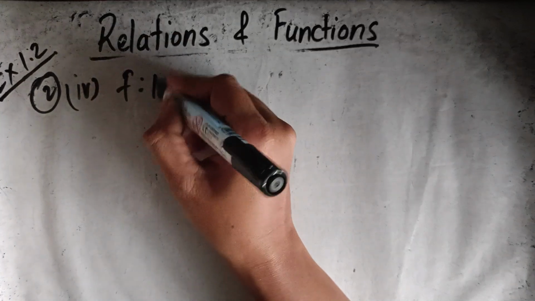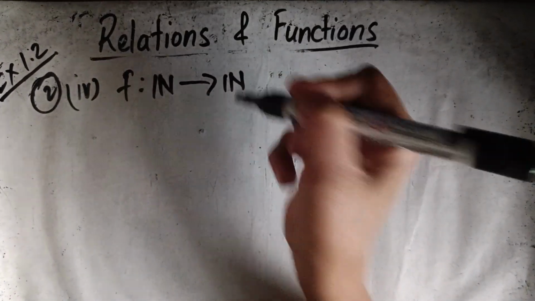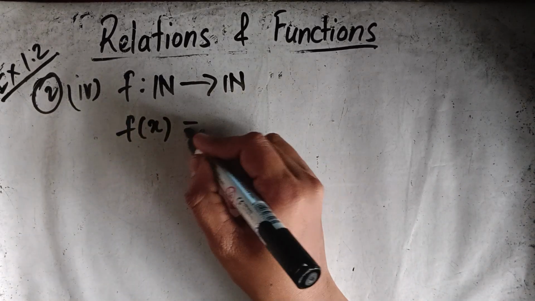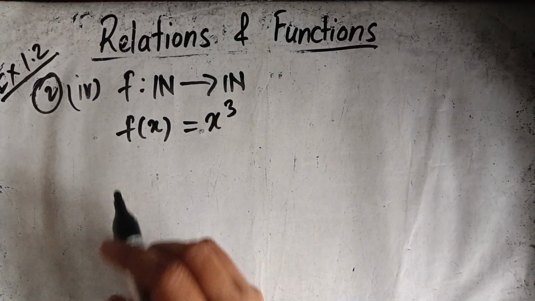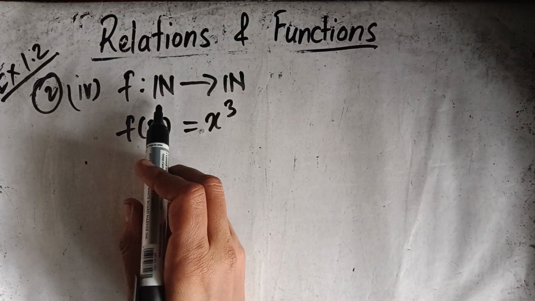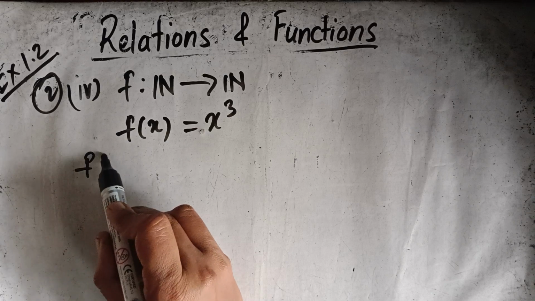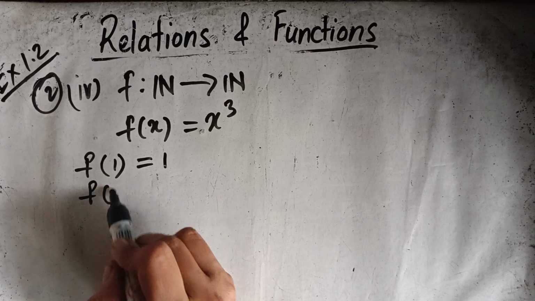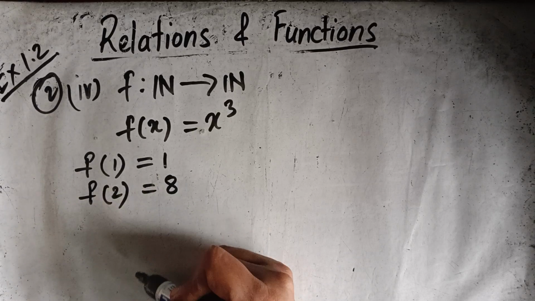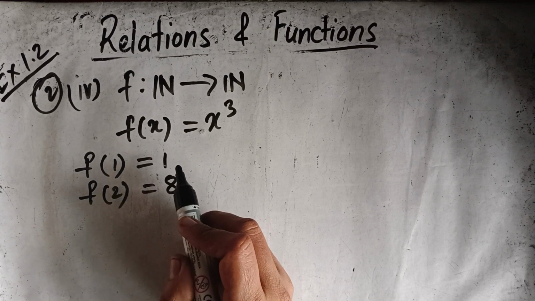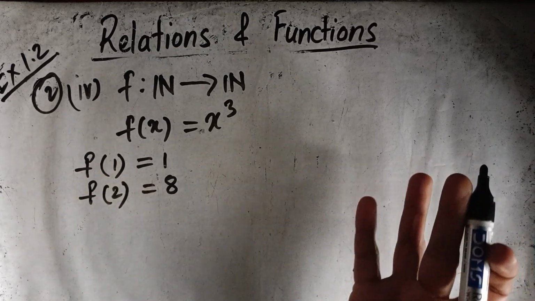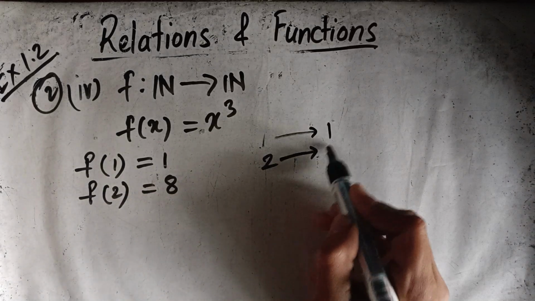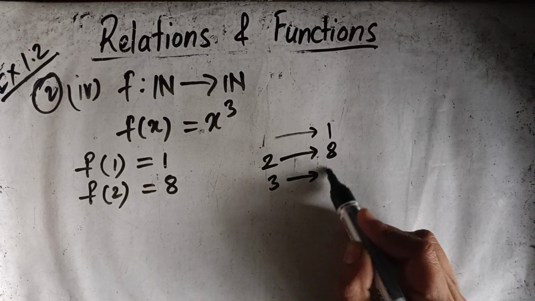f from natural numbers to set of natural numbers given by f of x is equal to x cube. Now a cube means this is a natural number, set of natural numbers. So f of 1 is going to 1, f of 2 will go to 8. So this is proving to be 1 1. 1 is going to 1, 2 is going to 8, 3 is going to 27.